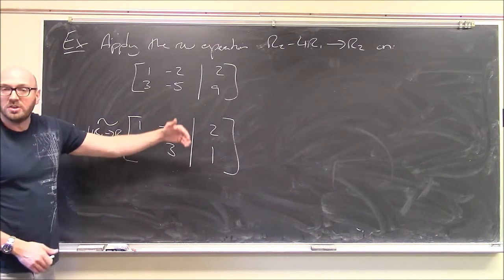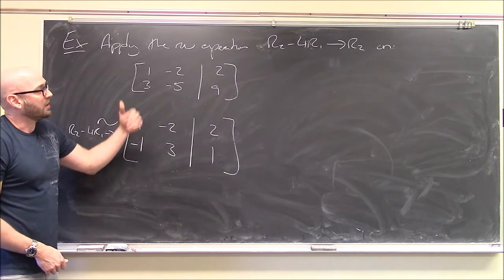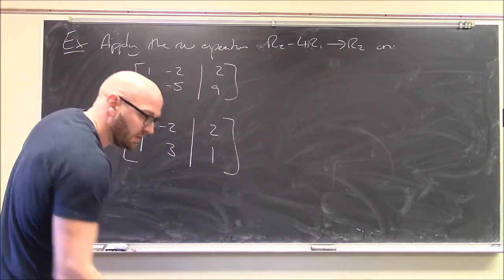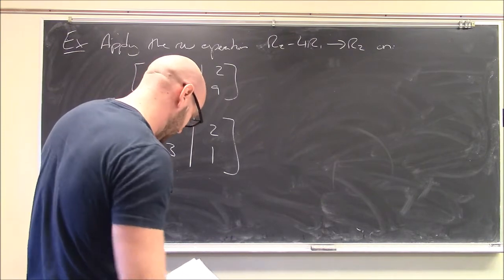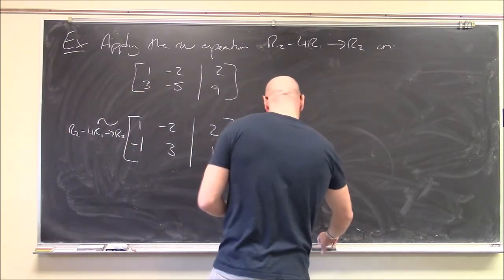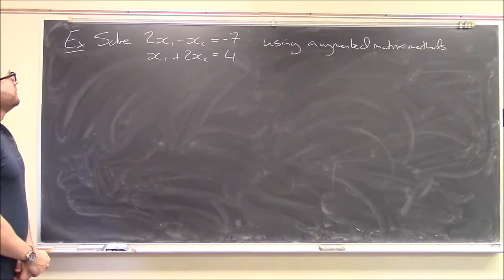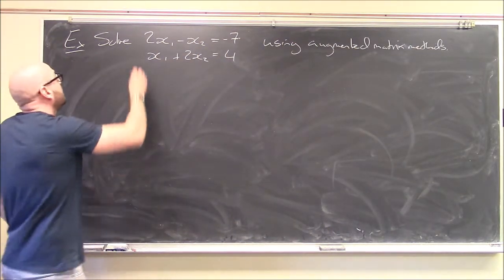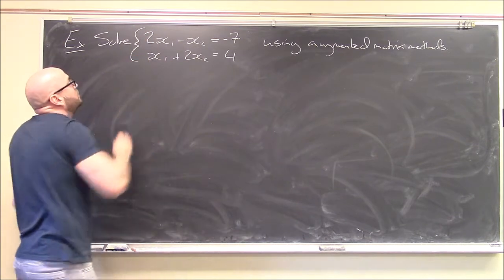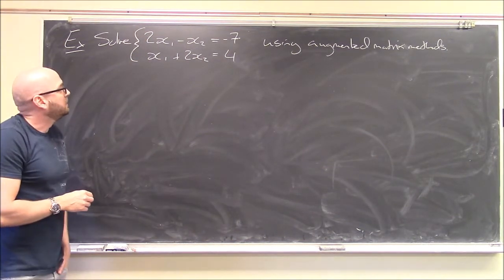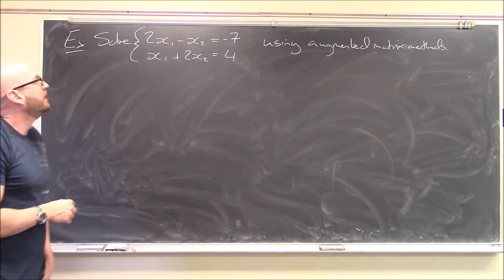We're going to do a whole bunch of these because we're going to solve systems by applying row operations. So let's jump straight into that. Let's solve a system. Okay, so here's our system. We've got the system 2x1 minus x2 equals minus 7, and x1 plus 2x2 equals 4.